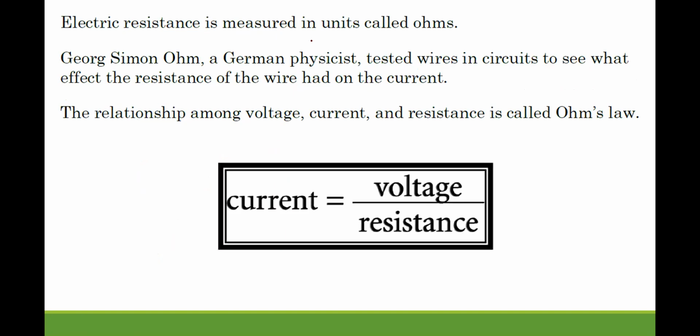Electrical resistance is measured in a unit called ohms, as we said before. Resistance, R, its unit is ohm. Georg Simon Ohm was a German physicist who tested wires in a circuit to see what effect the resistance of the wire had on the current. The relation among voltage, current, and resistance is called Ohm's law. So there's a man whose name is Georg Ohm. He wrote a relation between the current, the voltage, and the resistance.